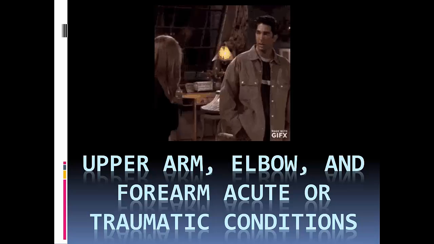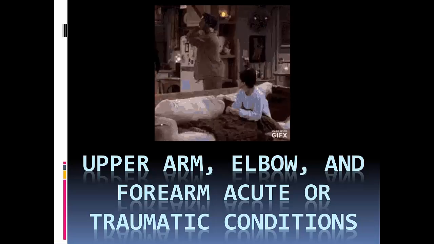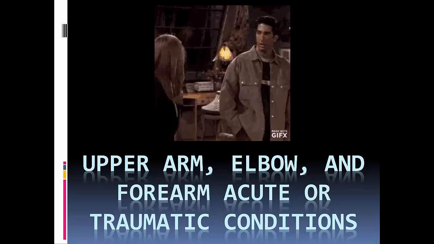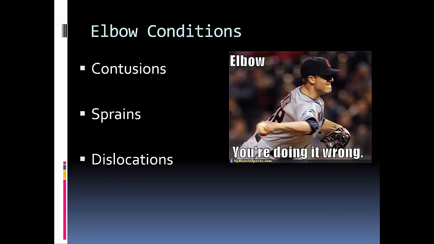Upper arm, elbow, and forearm acute or traumatic conditions. The conditions that we'll cover include contusions, sprains, and dislocations.